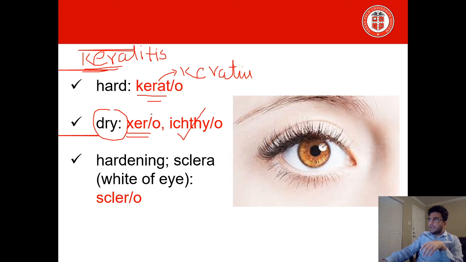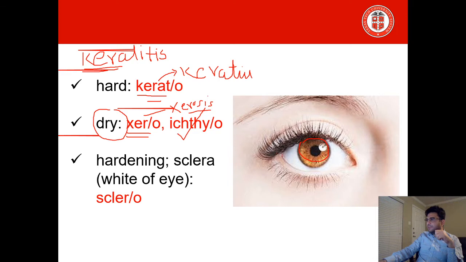And the common example of xero is xerosis. And this is a very common term used in the context of the eye. So if you have dryness of the cornea, which is this part, then that's corneal xerosis.